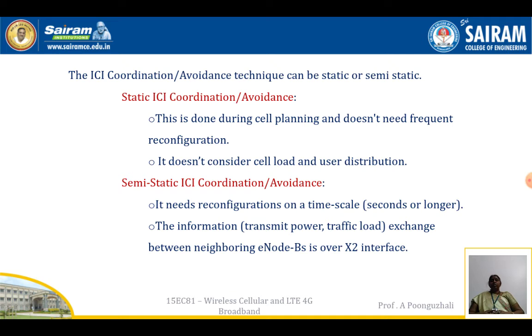The ICI coordination or avoidance technique can be either static or semi-static. Static means it is going to be fixed. So static ICI coordination or avoidance is done during cell planning and does not need frequent reconfiguration. And it does not consider the cell load and user distribution because it is static. Semi-static needs reconfiguration on a time scale basis, whether on seconds or longer than that. So information such as the transmit power and the traffic load is going to be exchanged between the neighboring E node Bs over the X2 interface.